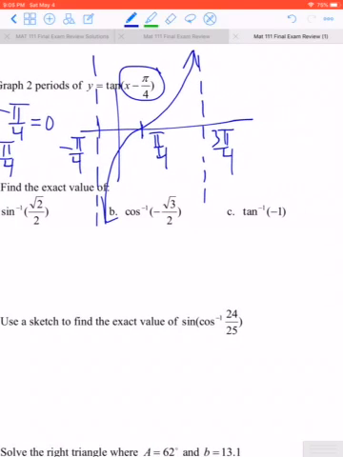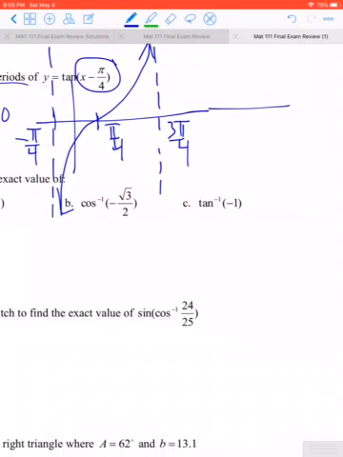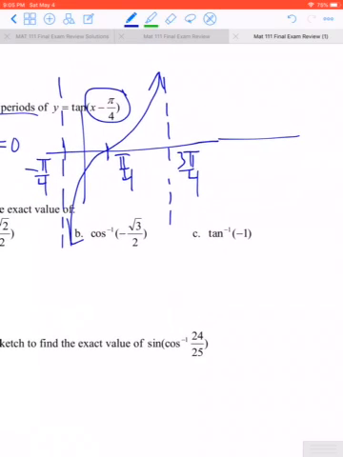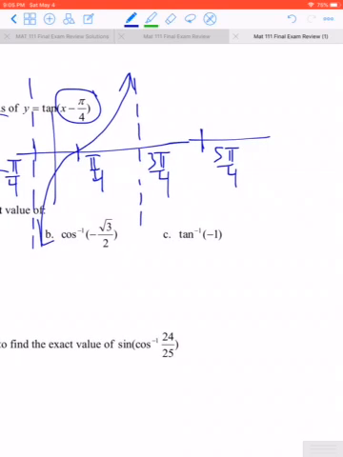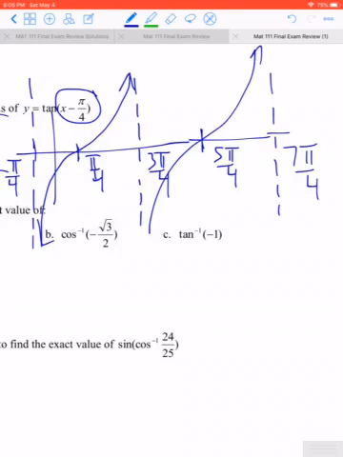They actually ask us to graph 2 periods of this, so we need to continue this. The next full cycle, we have our new starting asymptote, which is going to be at 3 pi over 4. Because the tangent has a period of pi, the next 0 will occur at pi over 4 plus pi, which would be 5 pi over 4. And it's going to end at 3 pi over 4 plus pi, which should be 7 pi over 4, which is going to be right here. And so this would be the graph of tangent of x minus pi over 4 for 2 periods.